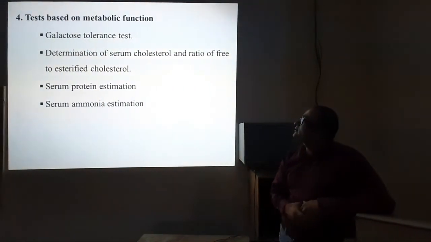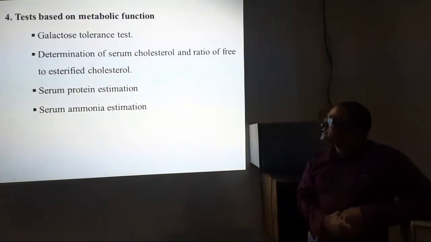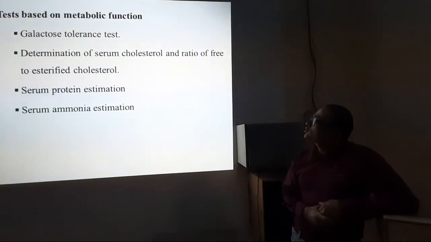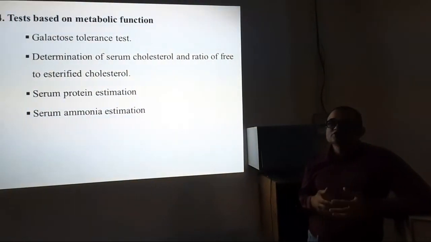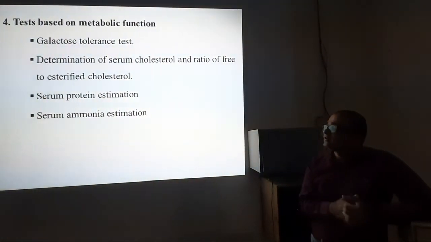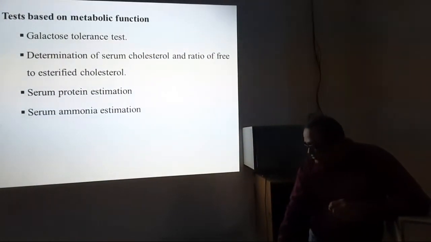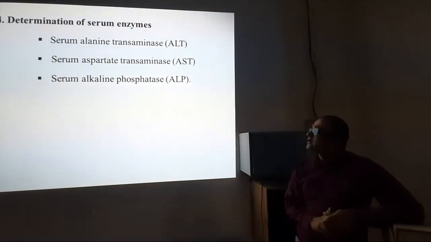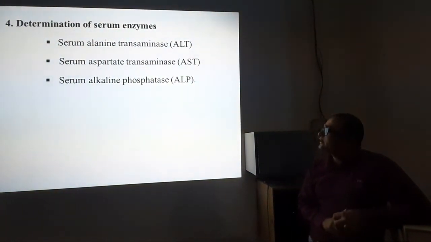The next group of tests is based on the metabolic function. In these we will do the galactose tolerance test, the determination of serum cholesterol and the ratio of free to esterified cholesterol. What happens? The cholesterol is esterified in the liver. So the ratio of free cholesterol to esterified cholesterol will give you an idea of the synthetic metabolic function of the liver. Then serum protein estimation and serum ammonia estimation. Then the last one is determination of the serum enzymes. As we have already learned in clinical enzymology, these are ALT, alanine transaminase, AST, aspartate transaminase, and ALP, alkaline phosphatase.